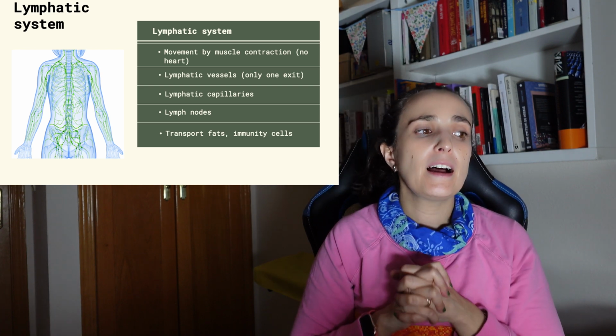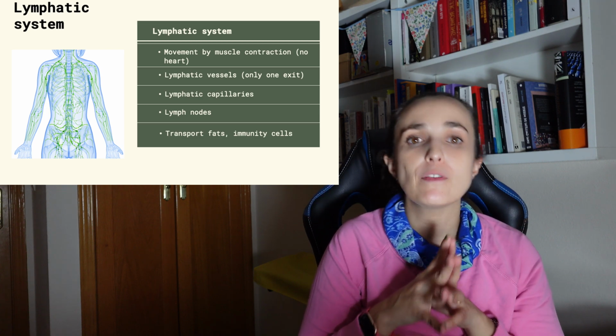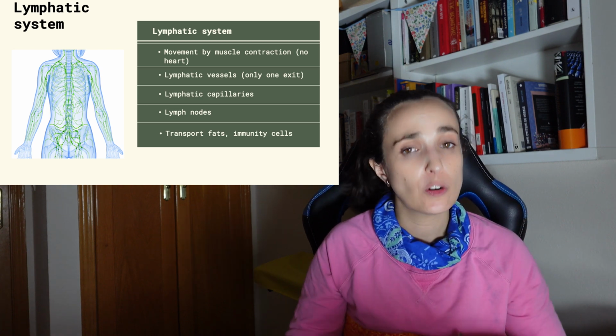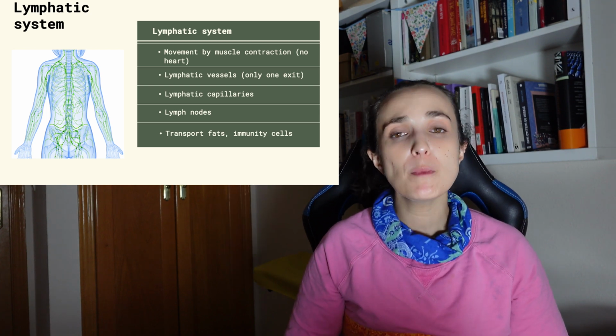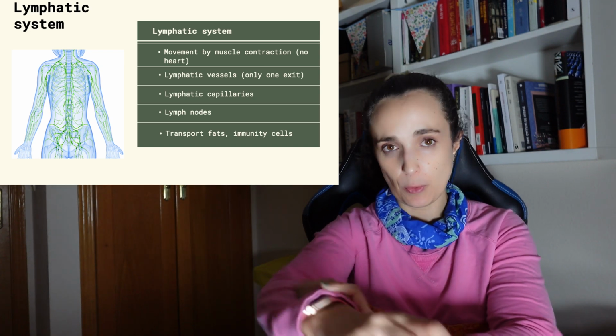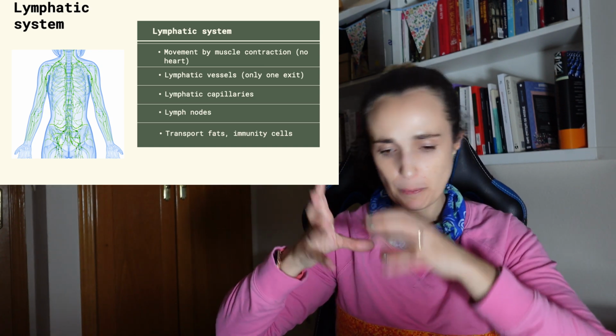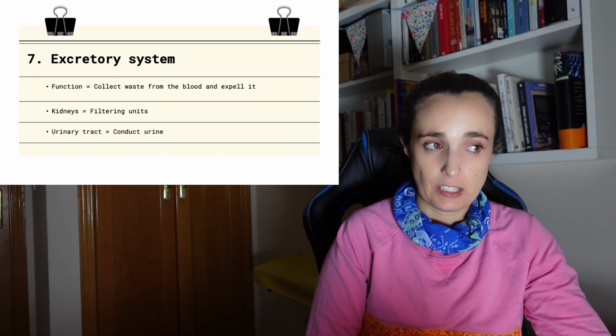Okay, in this case, for moving the lymph around the lymphatic circuit, lymphatic system, what we use is the movement of muscles. So thanks to the compression of muscles in our body, we will filter and collect the lymph into the lymphatic vessels. That was just really quickly to make you notice the differences. And now let's go with the excretory system.